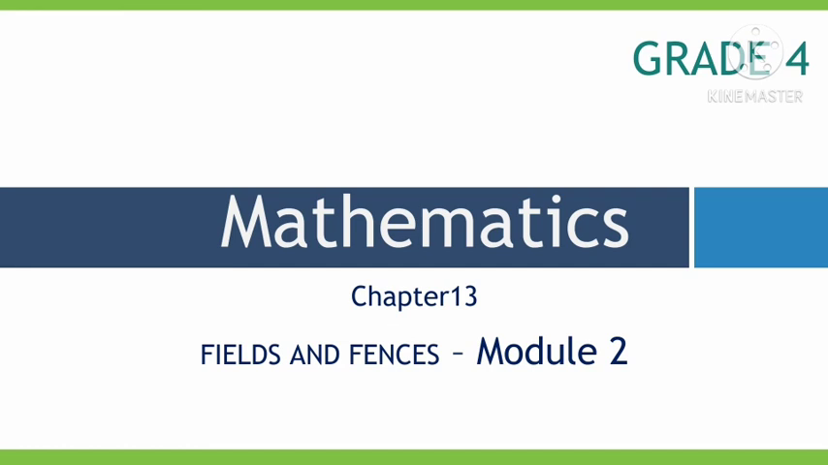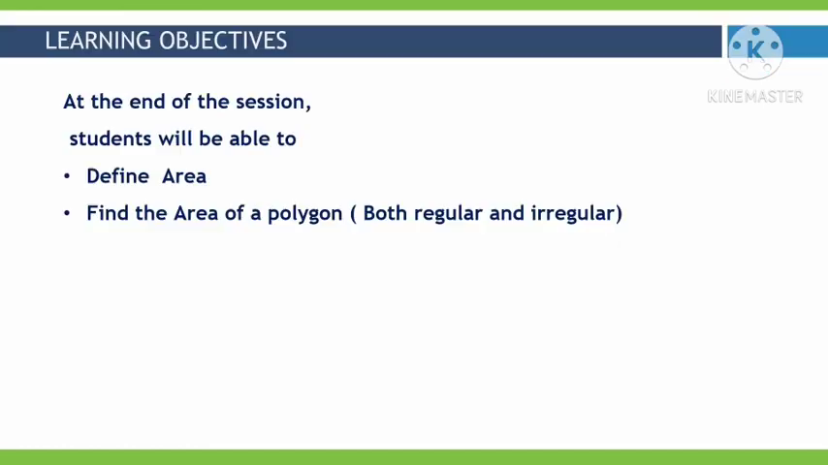This is chapter 13 for grade 4, module 2. At the end of this session, you will be able to define what an area is and also to find the area of a given polygon. It may be a regular polygon or irregular polygon.